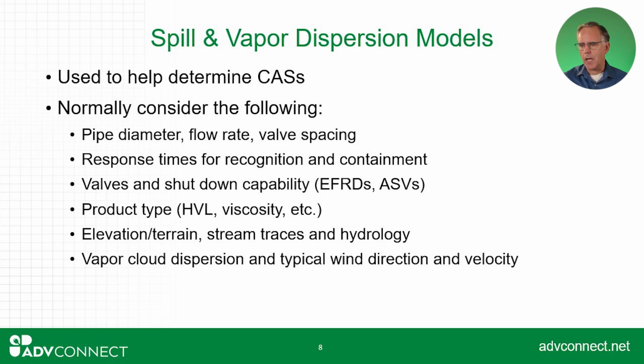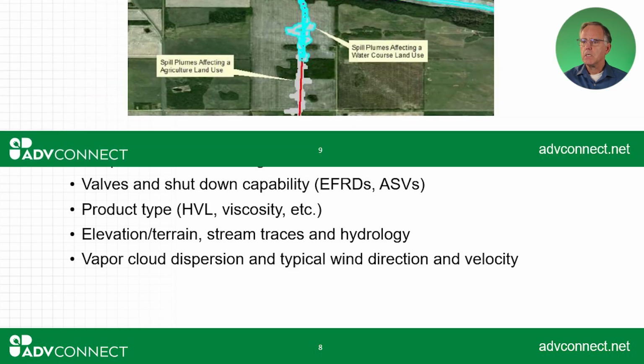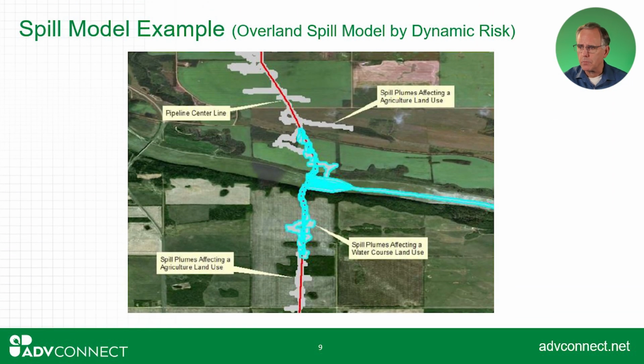What is the product type, the viscosity? Is it an HVL? Is it going to vaporize, or is it going to sink to the bottom of the water? Is it going to float on top of the water? All that goes into a good spill model, and a vapor model needs to account for all these different variables. So here's an example provided by a Dynamic Risk overland spill model.